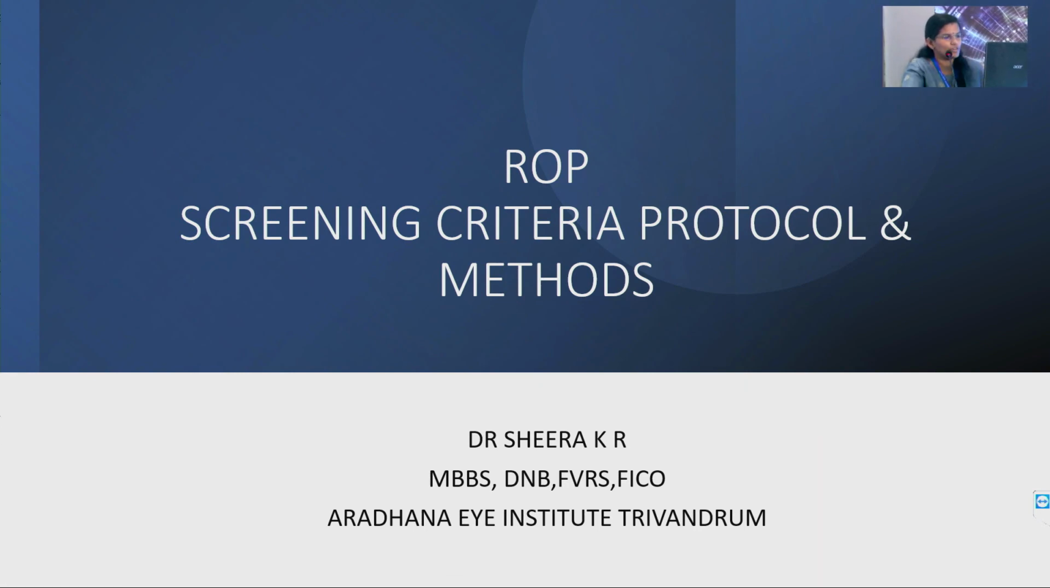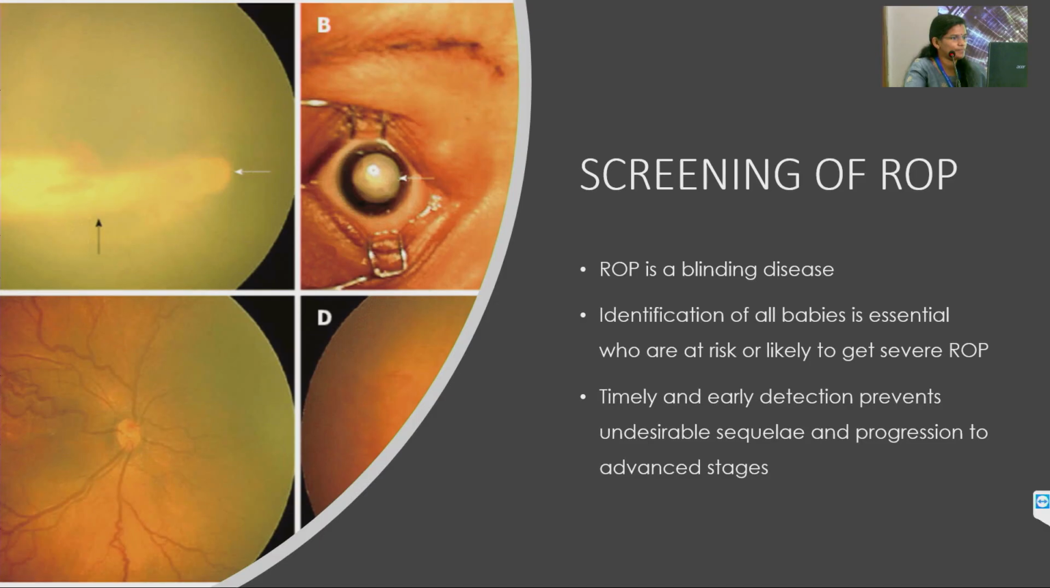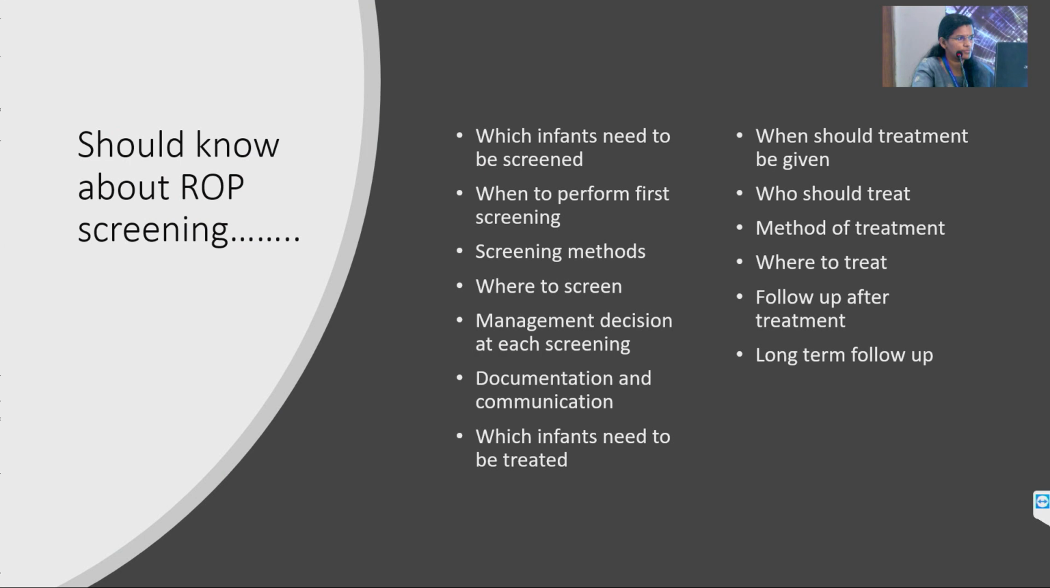Very good morning to all. I'll be talking on screening criteria, protocol, and methods. Why is ROP screening important in this scenario? Because it's a blinding disease, and identification of babies with ROP who are at risk and likely to develop severe vision-threatening ROP is very important. Timely and early detection prevents undesirable sequelae and progression to an advanced stage.